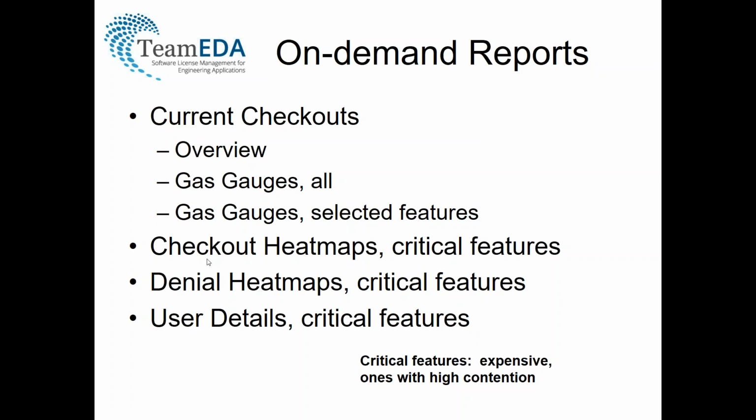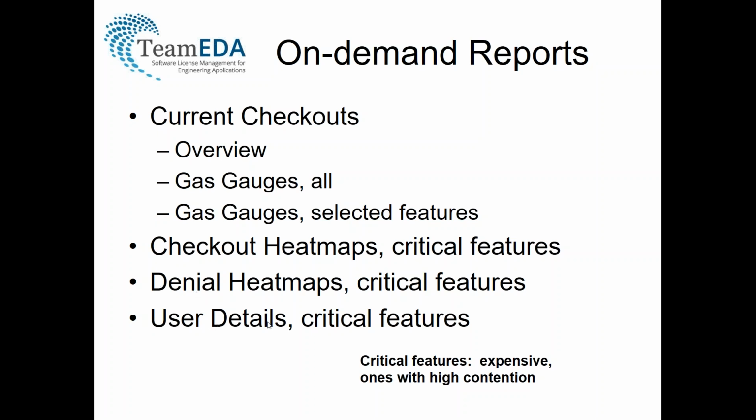You may want to give these heat map links to engineers so they can see when's the best time to get a license. At the same time, we also do denial heat maps, so you might want to give those to the engineers as well so they know when not to go looking for a license, because that's when you're getting the most denials. Again, a heat map for denials is the same 24/7 view of denials.